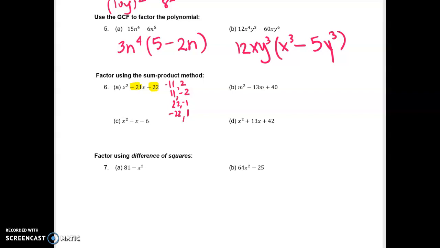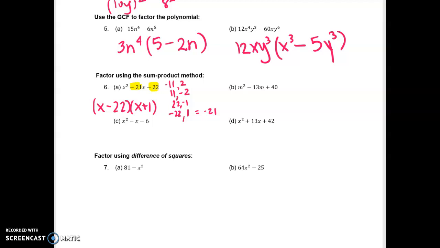Do any of those add up to negative 21? Well, we have negative 22 plus 1 will equal negative 21. So we're going to use the negative 22 and the positive 1. So our factored form for that will be x minus 22, x plus 1. That's the answer. For b, we want to look at positive 40.